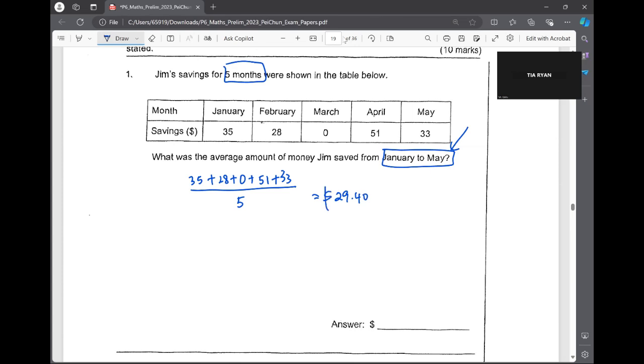Some of you may have read it as January to March, hence you only add till March. So just take note of that. And that's the answer for this question.